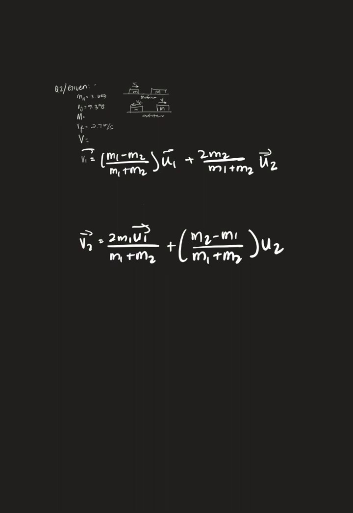So we'll start with V1. V1 will be negative, it'll be M1 minus M2 over M1 plus M2 times U1. So we go over negative 2.7 equals 3.6 minus M2 over 3.6 plus M2.